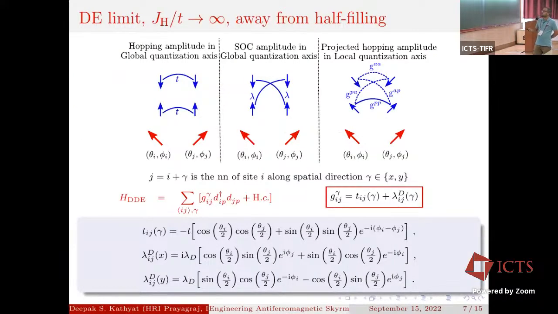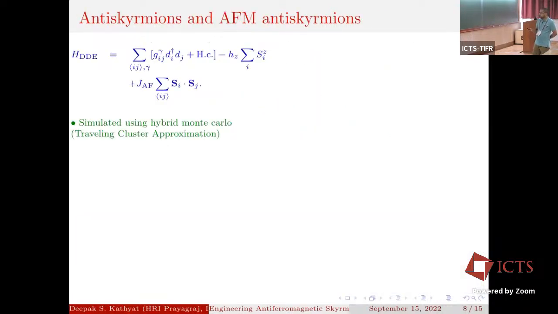So similarly, using the unitary transform, we can again transform this Hamiltonian to get a very simple looking Hamiltonian, where these projected hoppings are given by some of these hoppings. We work this out, and the expression for these is given by this. So now we can simulate this Hamiltonian.